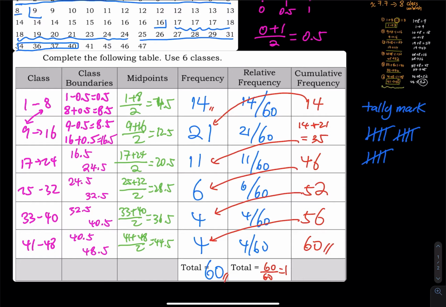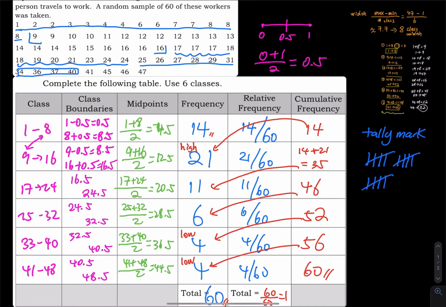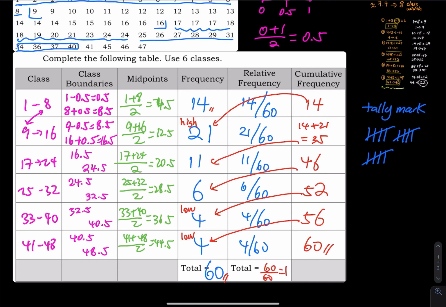Now, tell me, which class has the highest frequency? Which class? This one, right? So this one is the highest, and then these two are the lowest. All right, so this is the frequency table. So I just organized this data set into this table.